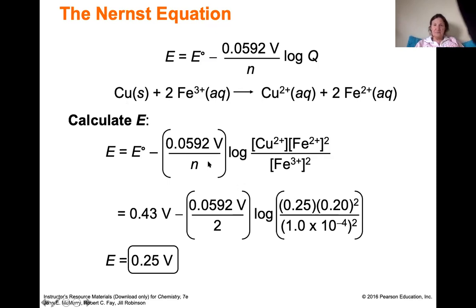So we have our constant divided by 2 times log of Q. Make sure you write your Q correctly: products over reactants. The copper ion 2 plus, iron 2 plus squared, iron 3 plus squared, and remember the solids are left out. So this cell potential, if it were a cell under standard state, would be 0.43, but it's significantly less spontaneous. It's 0.25.